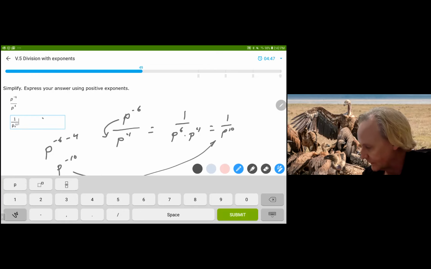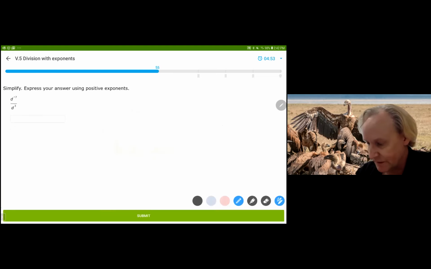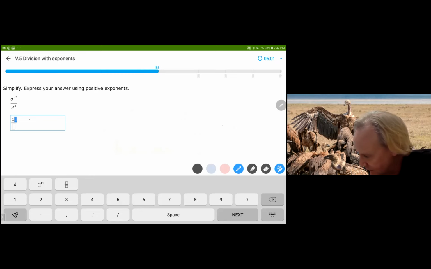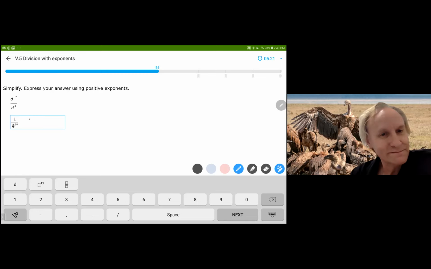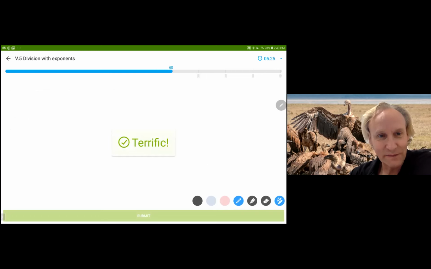That looks good. Come on. Here we go. All right, I'm coming up on my 5 minutes. I'm going to try and finish up as fast as I can. It's going to be 1 over d to the 10th. Oops, dang it. I'll start again. 1 over d raised to the 10th. There. Kind of slow today.